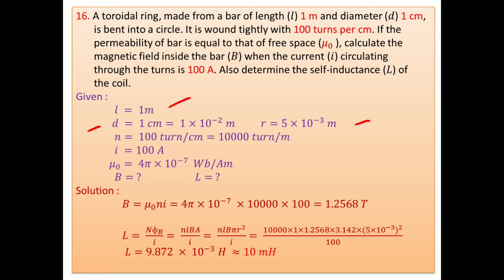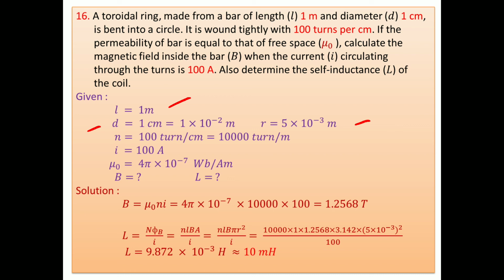If the permeability of the bar equals that of free space mu 0, calculate the magnetic field inside the bar when the current circulating through the turn is 100 ampere. Current is given. Also determine the self-inductance. Mu naught, permeability of free space, is given. You have to calculate the magnetic field inside the bar as well as the self inductance.